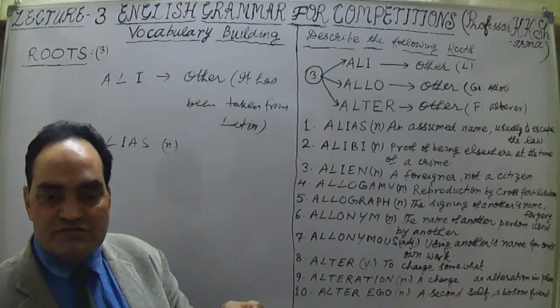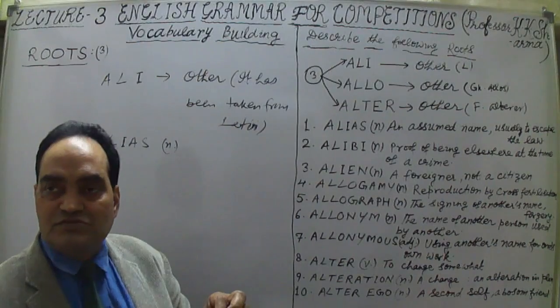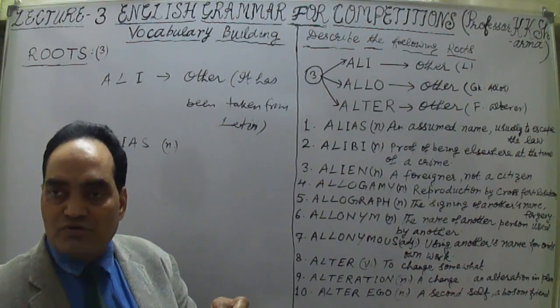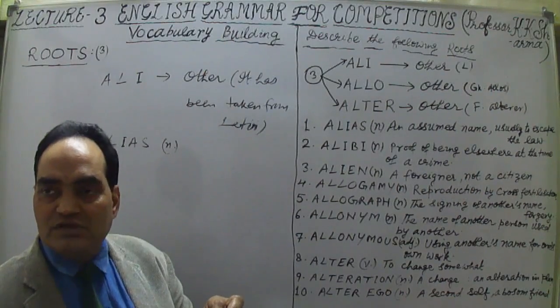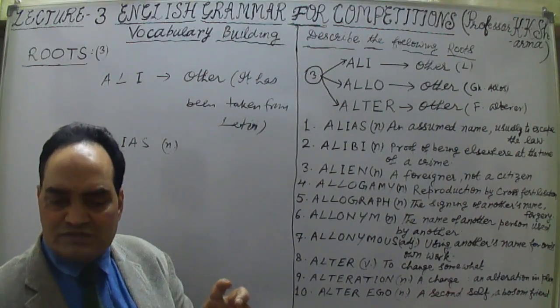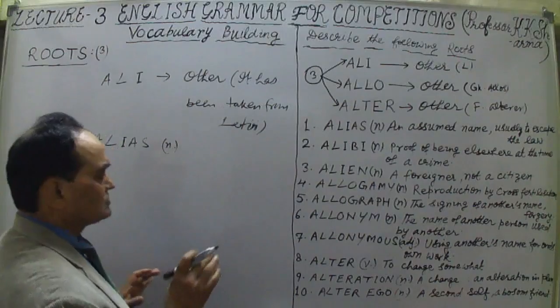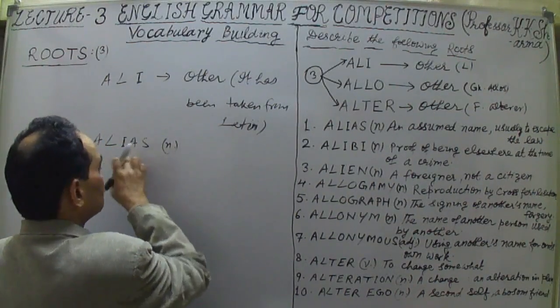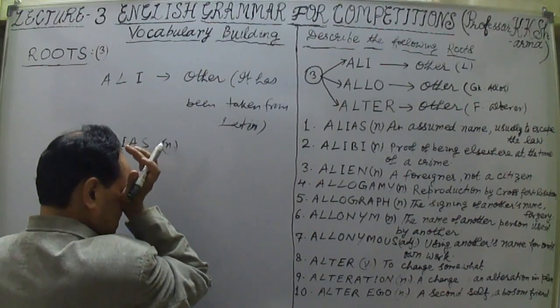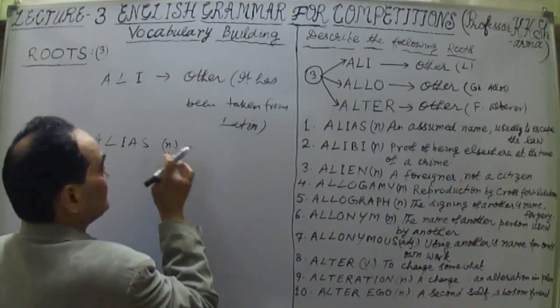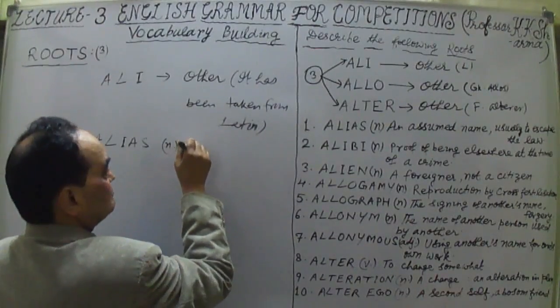The word which we are searching in the dictionary, the part of speech is also given, whether it is a noun or a pronoun or a verb, adverb, adjective, preposition, conjunction, interjection, etc. Just search the part of speech. This is a noun. That is alias. Alias means assumed name.